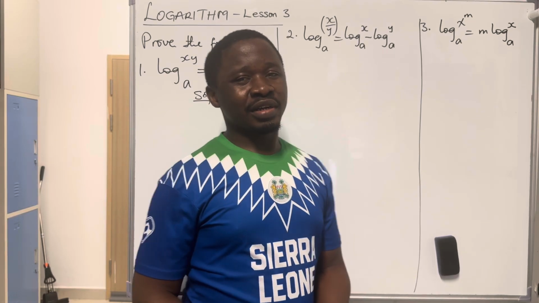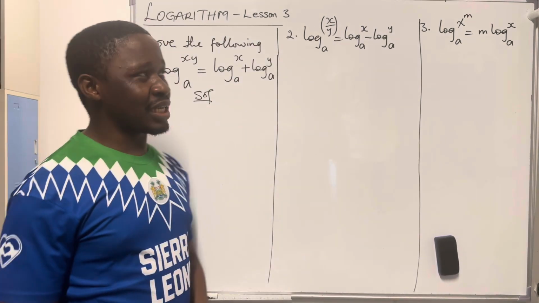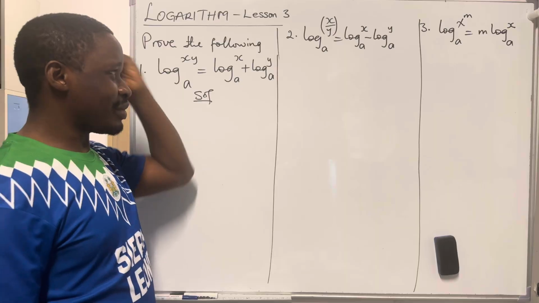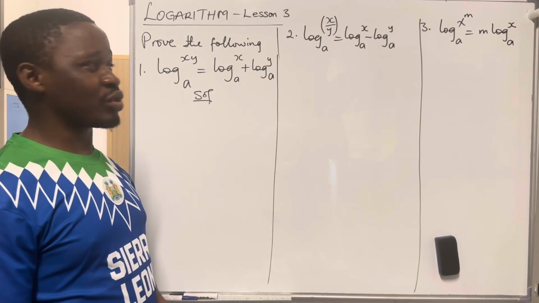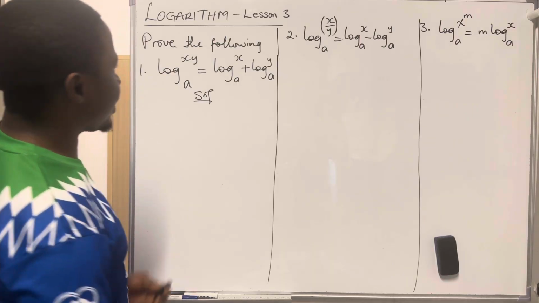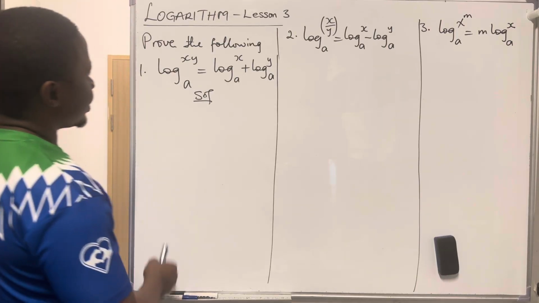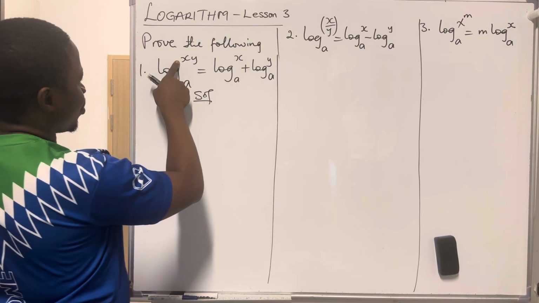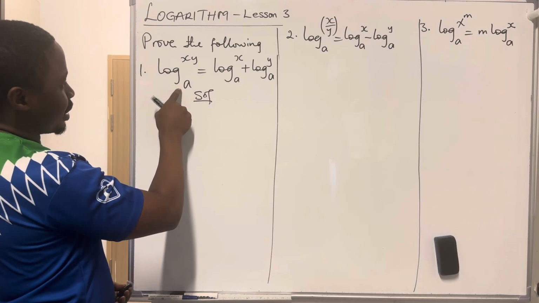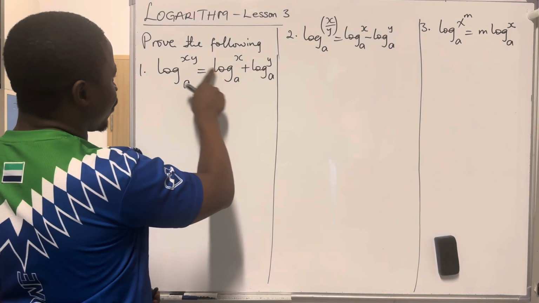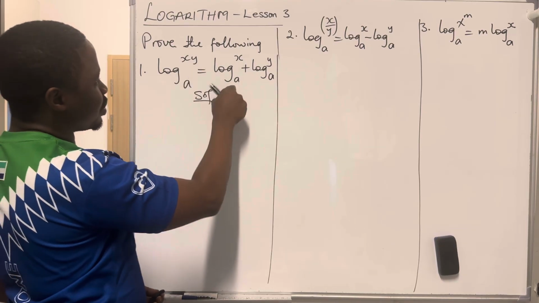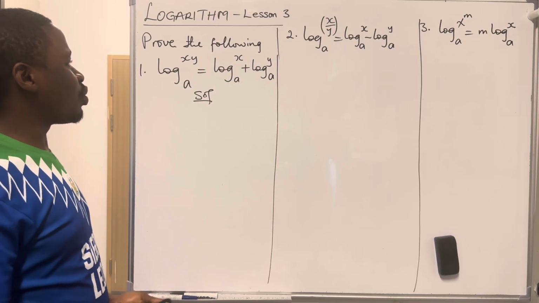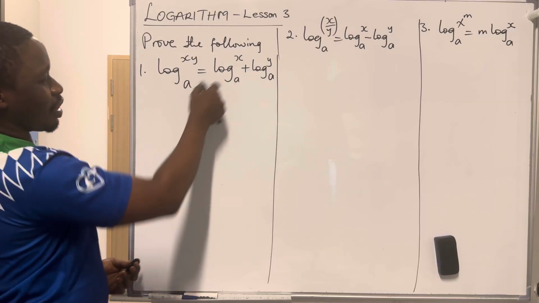Hi everyone. In this lesson, lesson 3 of logarithm, we have three laws of logarithm that we want to prove. These are very common in logarithm. They are: log of a number times another number with a particular base is equal to log of the first number with this base plus log of the second number with the same base. So we want to prove this. We want to show that this is actually equal to this.